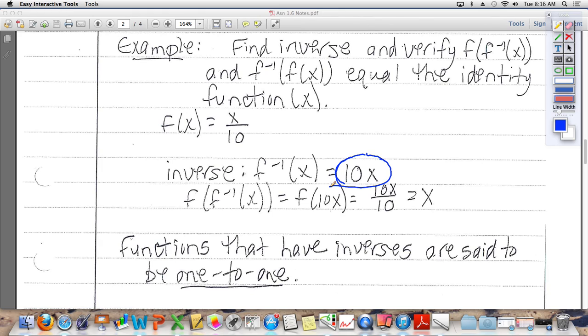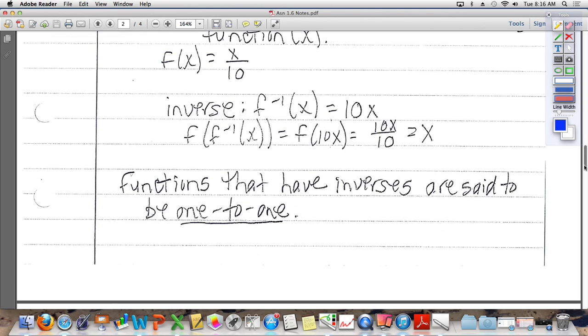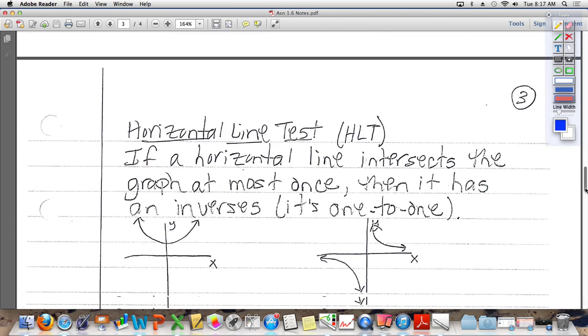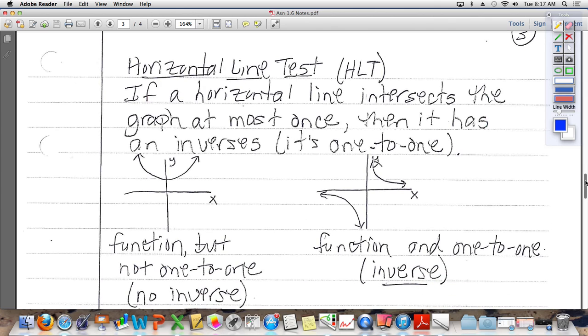All right, functions are said to be 1-to-1 if what happens, you guys? They're 1-to-1 if they have an inverse. If they don't have an inverse, it's not 1-to-1. We talked about the horizontal line test very briefly yesterday. If it passes the horizontal line test, then what does that mean? Yes, it's 1-to-1 if it passes the horizontal line test.